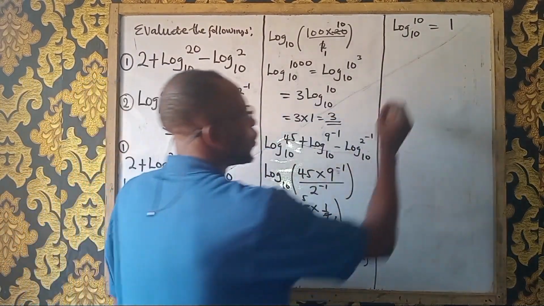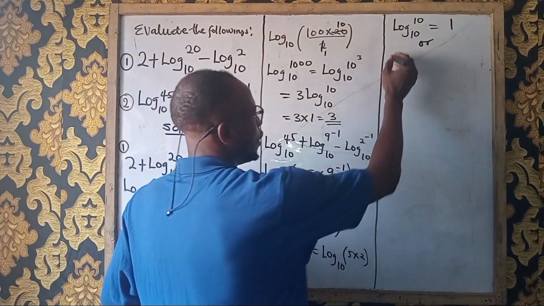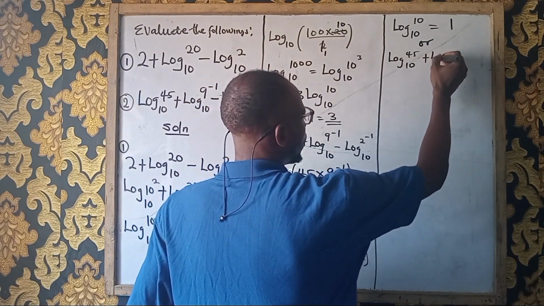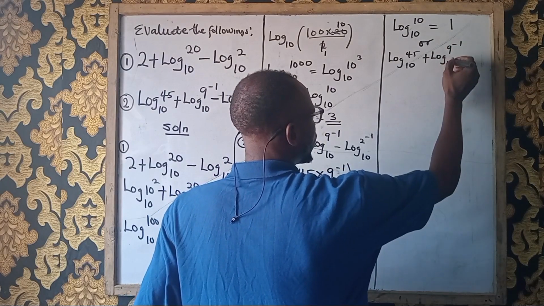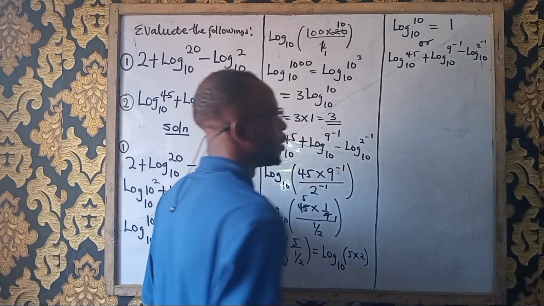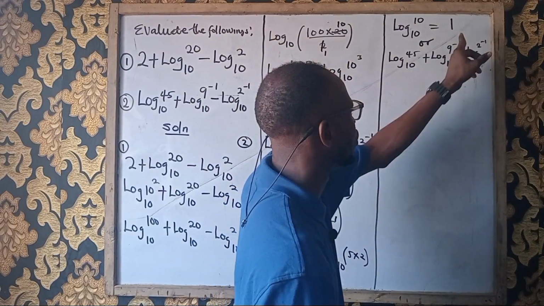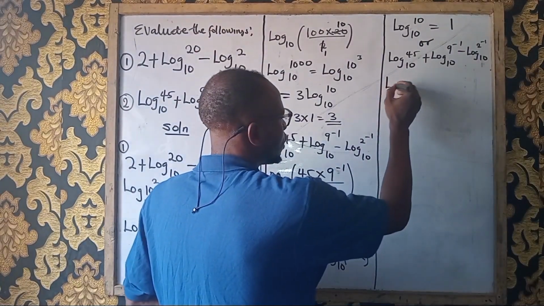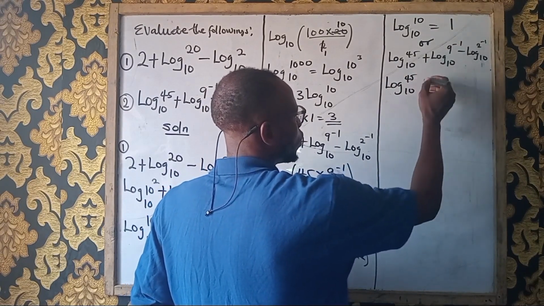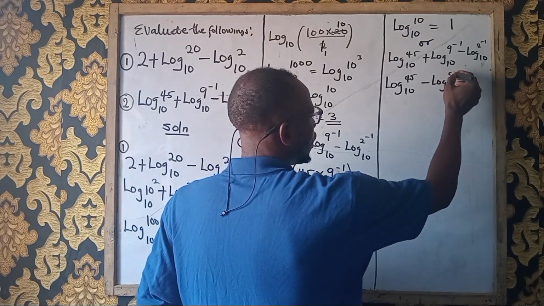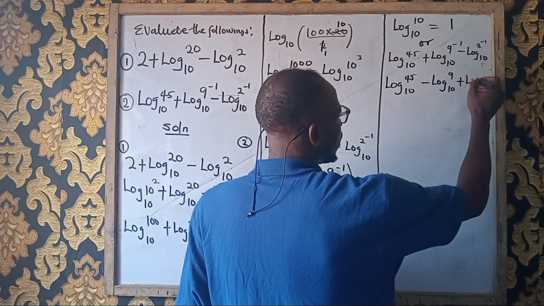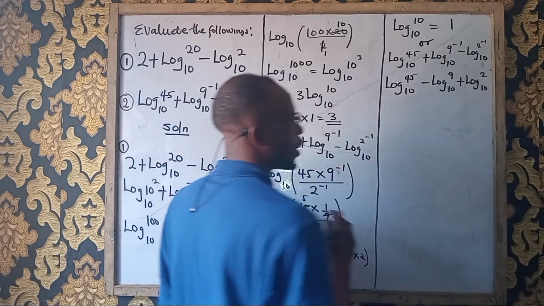But we can solve in another way. This is the question given to us: log 45 in base 10 plus log 9 raised to power minus 1 in base 10, minus log 2 raised to power minus 1 in base 10. Okay, now you can take the power to the front of that log. So this is written as log 45 in base 10. Then minus times plus is what? Minus. So we are going to have log 9 in base 10 here. Similarly, minus times minus will give plus. We are going to have log 2 in base 10. So you can see they are now uniform.